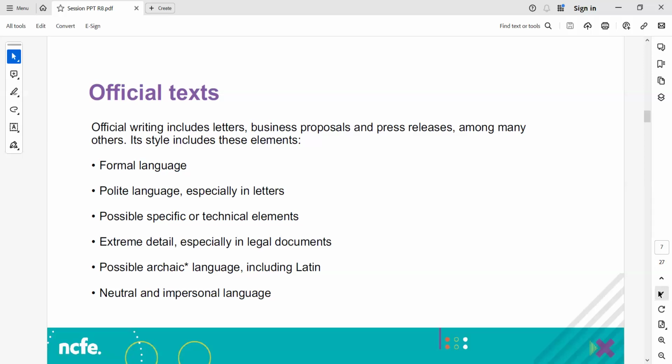Possibly archaic language, so old-fashioned language, often Latin, particularly in a legal document, you might see Latin words. Neutral and impersonal language. So not using people's names and not favouring one side of an argument or another.